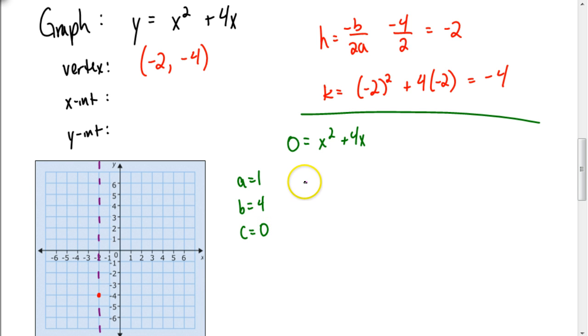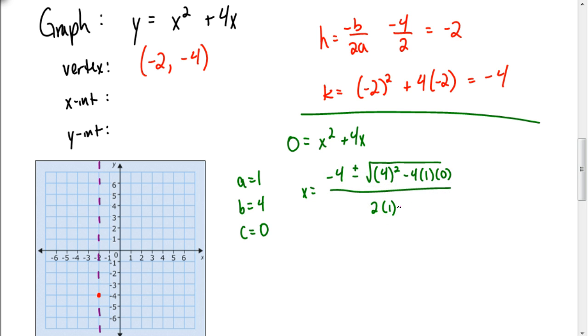So x equals the opposite of b, which is negative 4, plus or minus the square root of b squared, so 4 squared, minus 4 times a, which is 1, times c, which is 0. And it's that whole thing divided by 2a, so 2 times 1.